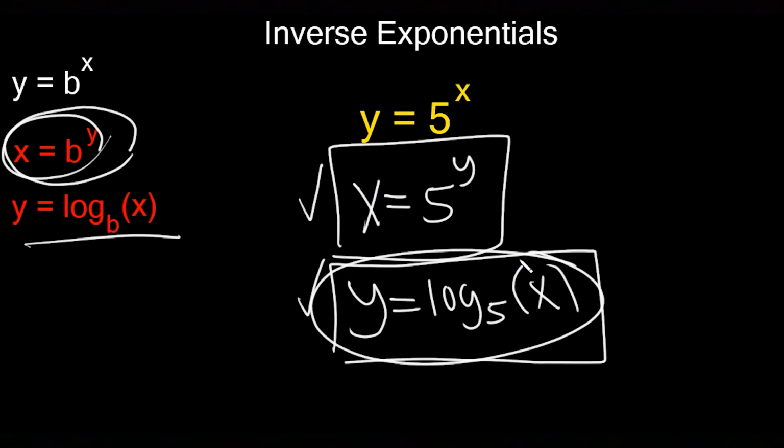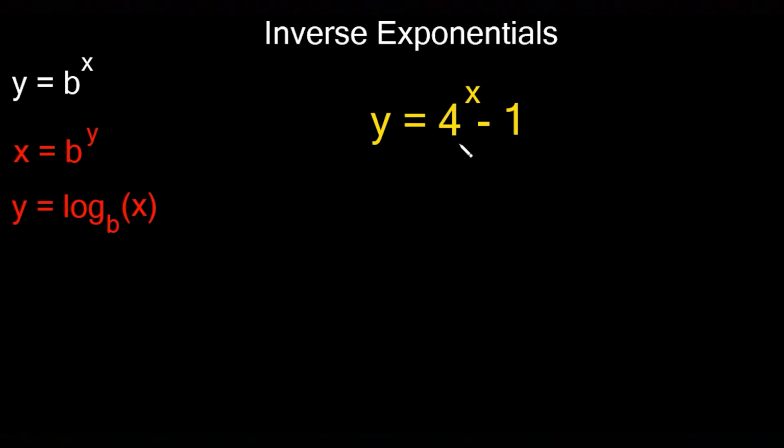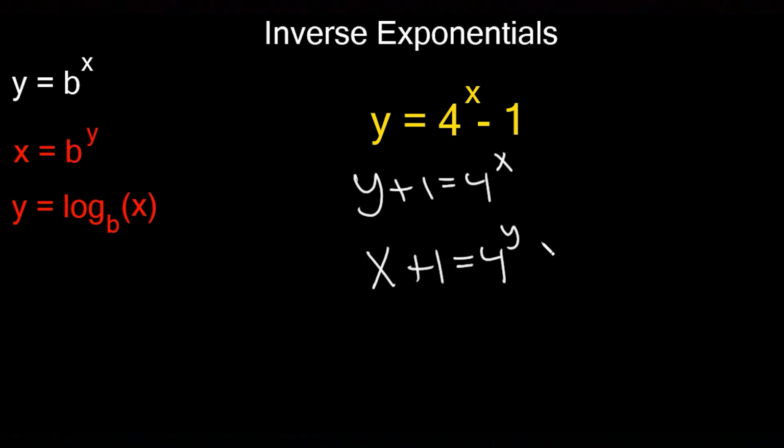Let's go ahead and try a few more examples here. So here's our next example, and remember what you need to do first. You need to go ahead and isolate that base and the exponent, meaning this negative 1, I have to move over to the left-hand side before I make the switch between the x and the y. So doing that, I'll get y plus 1 equal to 4 to the x power, okay? Now I'm going to go ahead and make the switch. So now I'll have x plus 1 equal to 4 to the y power. So again, all I did there was switch the x and the y value.